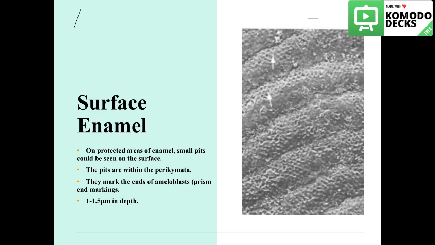We can see some phenomena on the surface enamel. For example, on protected areas of enamel, small pits could be seen on the surface. They are within the perikymata, and they mark the end of ameloblasts, where the ameloblasts were actually sitting on the surface before they underwent apoptosis. They are 1 to 1.5 micrometers in depth.